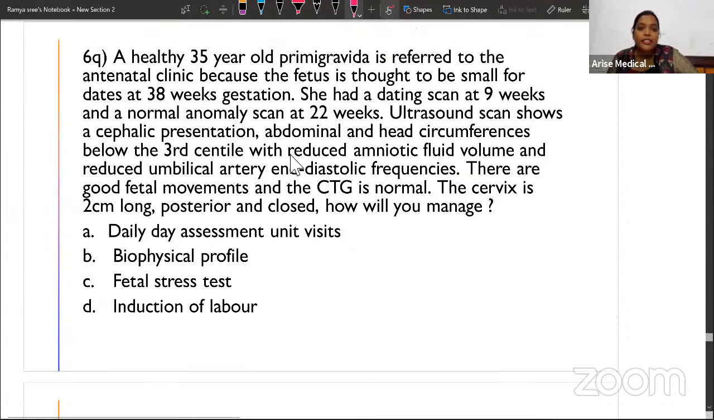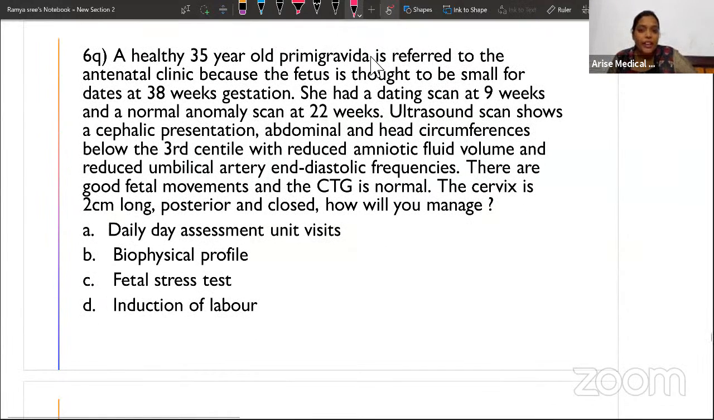A healthy 35-year-old primigravida is referred to the antenatal clinic because the fetus is thought to be small for dates, that is IUGR, small for dates at 38 weeks of gestation. She had a dating scan at 9 weeks and a normal anomaly scan at 22 weeks. Why are they precisely telling that she has a dating scan, she has an anomaly scan and all?